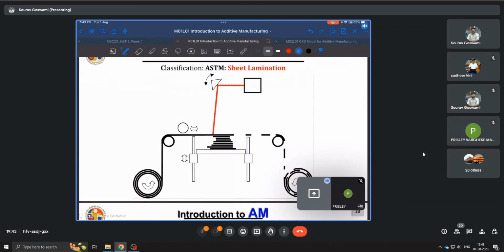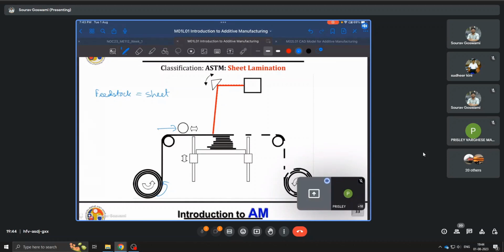Sheet lamination is very interesting, but sadly with less application compared to the others. In this case, your feedstock is a sheet which you roll onto the bed. So maybe traveling here, unrolling from your stock, you machine it.